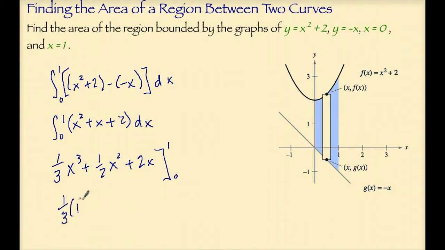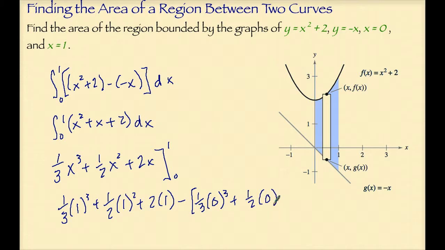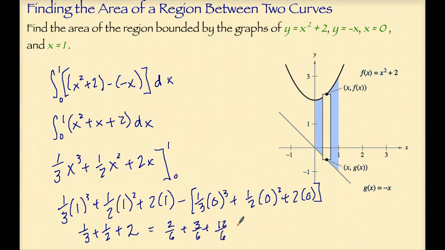1/3 times 1 cubed plus 1/2 times 1 squared plus 2 times 1 minus, and you can see that the second half is all zeros, 1/3 times 0 cubed plus 1/2 times 0 squared plus 2 times 0. This will be 1/3 plus 1/2 plus 2. If we get a common denominator, that's going to be 2/6 plus 3/6 plus 12/6, which results in an area of 17/6.